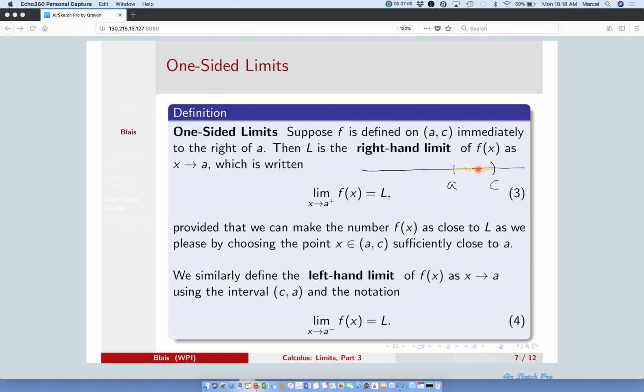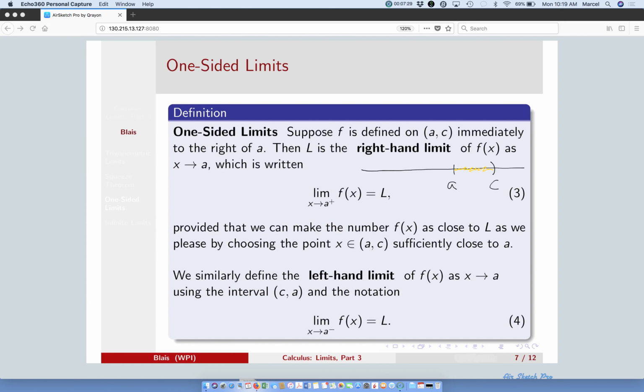You just think about coming towards a from the right. And we say that that limit is equal to L if we can get as close to L as we please by choosing a point in this interval sufficiently close to a. So it's the same idea that we had for a general limit definition, except we're only looking to this right-hand side of a.